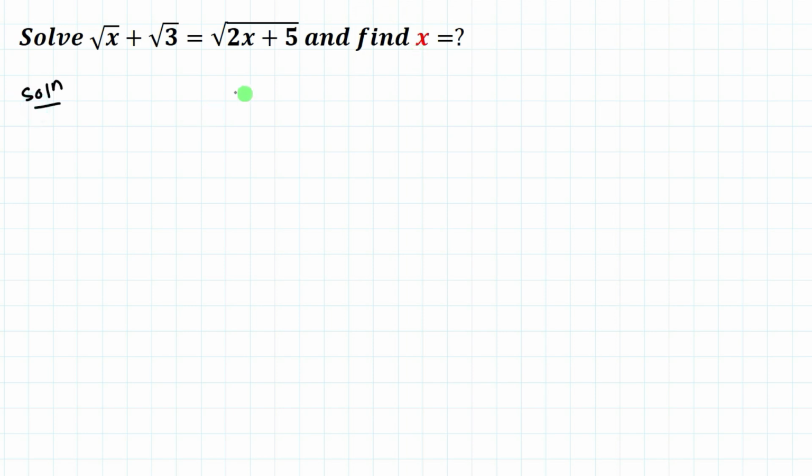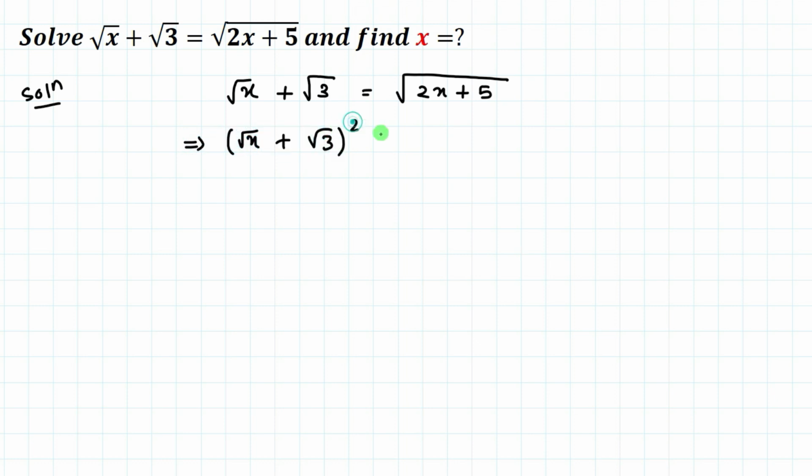So what we have given? We have given √x + √3 = √(2x + 5). So in the first step we need to remove this radical. For that I will square both sides of the equation. So by squaring both sides we have (√x + √3)² = (√(2x + 5))².